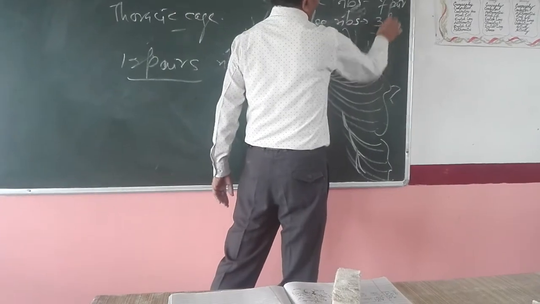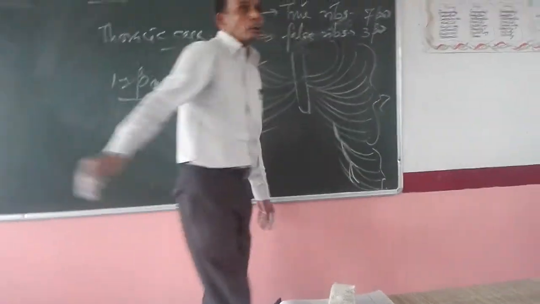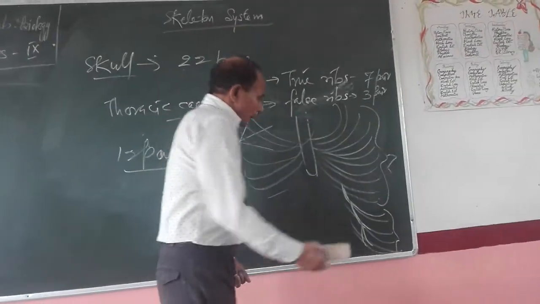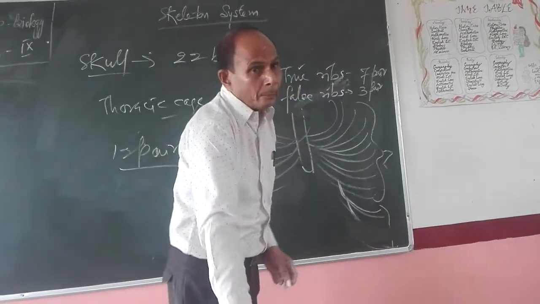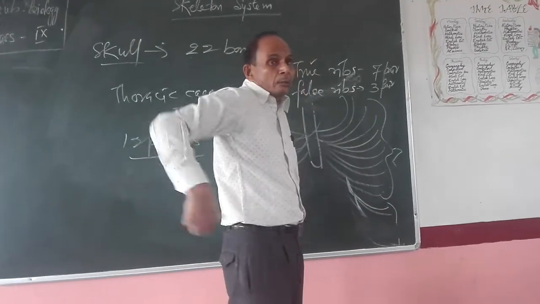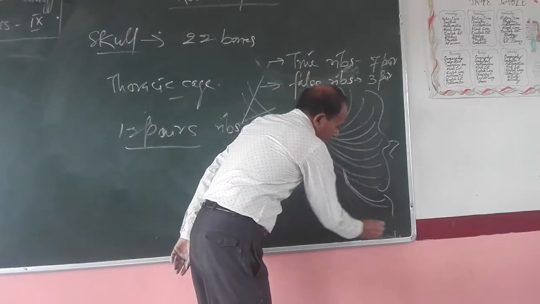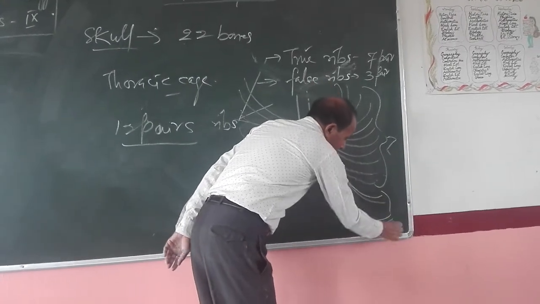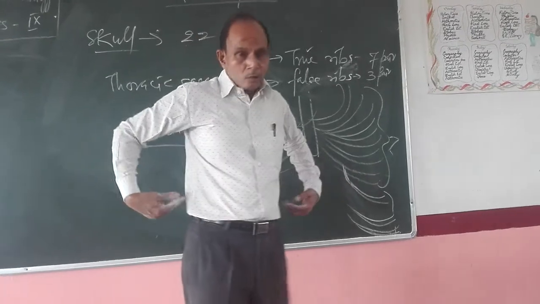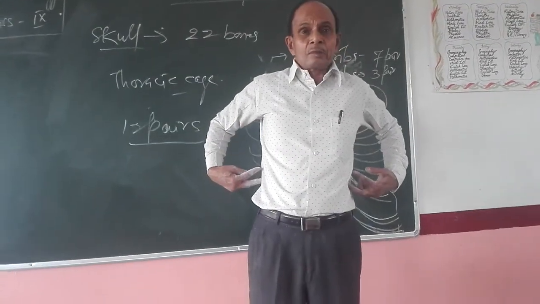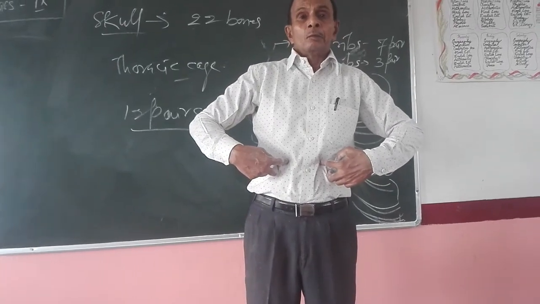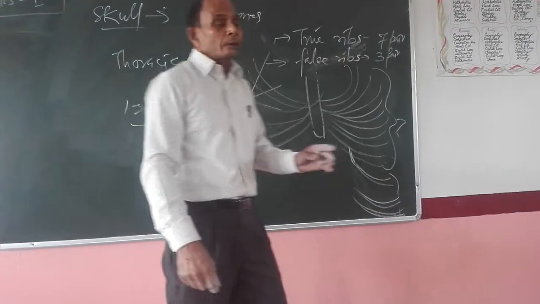How many? 3 pairs of ribs. Numbering is 8, 9 and 10. After that, rib pair number 11th and 12th, after rising from backbone, they will come towards front and they are not attached with sternum directly or indirectly. If you touch your last 2 ribs, you will see here they will end. That is, they are not attached with the sternum directly or indirectly.